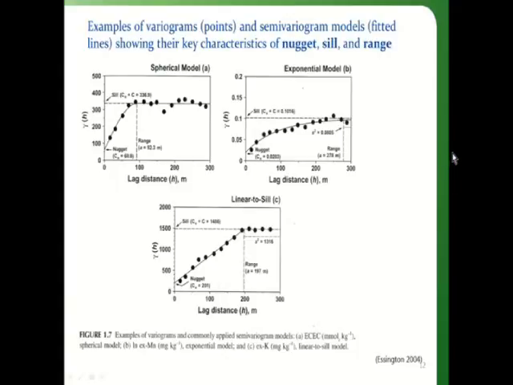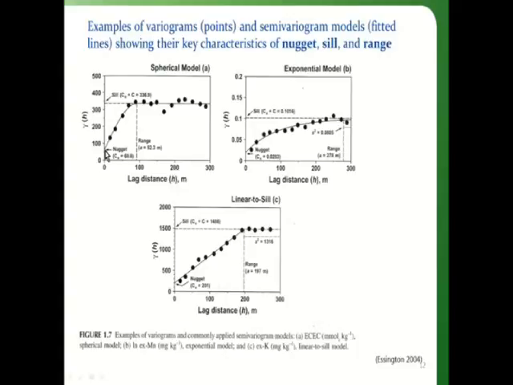And what's also done is not just to have a look at the points, but to fit some sort of model to those points. We do that because we can use the model, or an equation fit to those data, to calculate certain parameters. So there are some key parameters which I'm going to point out here. The first one is called the nugget. Now the nugget is basically the variance at zero distance.